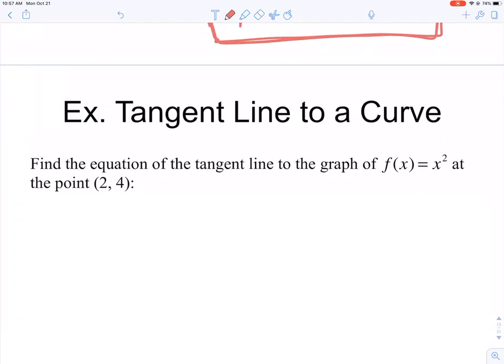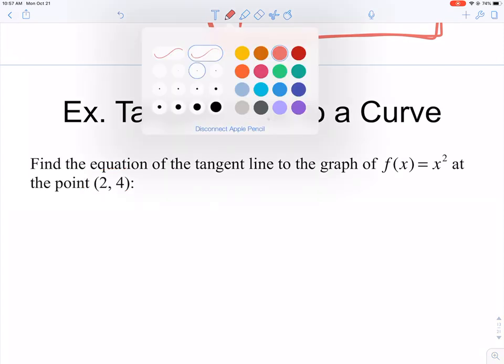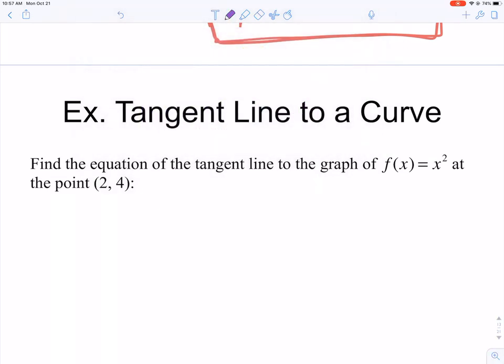Okay. So let's say we wanted to find the equation of the tangent line to the graph of x squared at the point 2 comma 4. So we have the point. We need a slope to write the equation of the tangent line, meaning we need the derivative. So let's find f prime by taking the limit as h approaches 0 of x plus h squared minus x squared all over h.